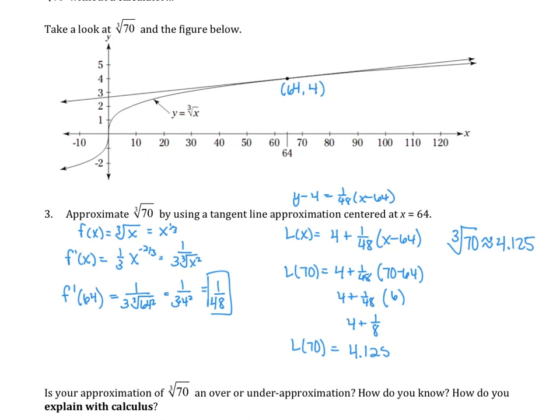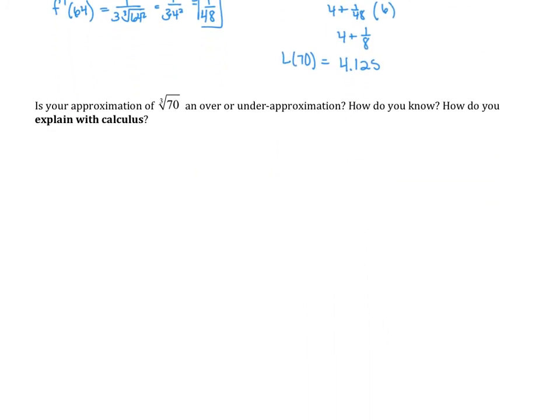Based on the picture, is it an over or under? If we look at this tangent line, we know this tangent line happens right where this graph happens to be concave down. And we know then it's above the curve, so therefore it is an over approximation. But the question doesn't say that. It says, how do you explain this with calculus? So let's explain it with calculus.